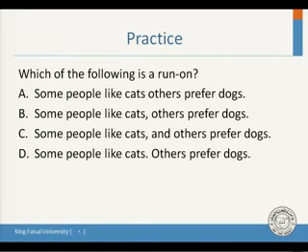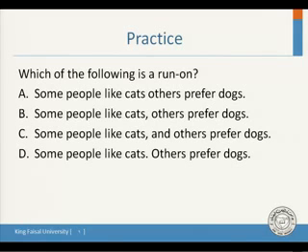Okay. Look at the other sentences. Some people like cats, others prefer dogs. This is also incorrect. Notice, sentences A and B are incorrect. Look at C. Some people like cats and others prefer dogs. This is correct. Sentence D. Some people like cats, full stop. Others prefer dogs. This is correct.